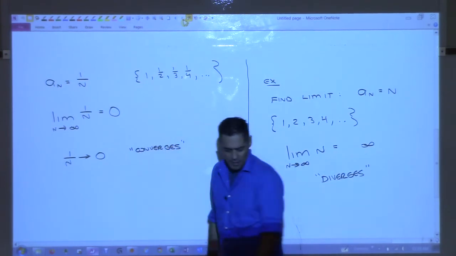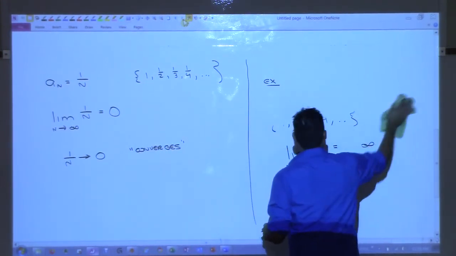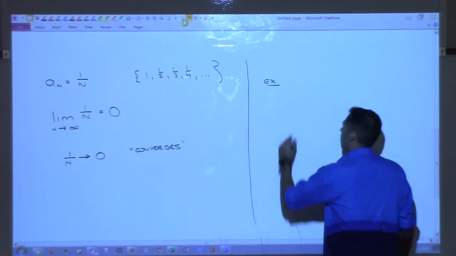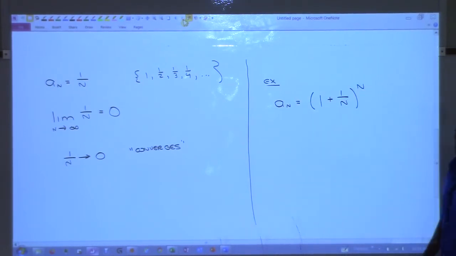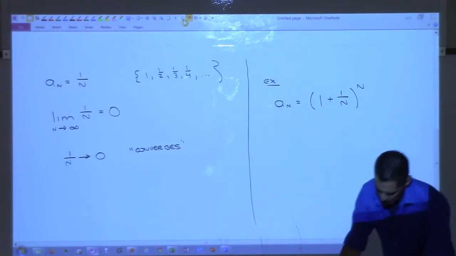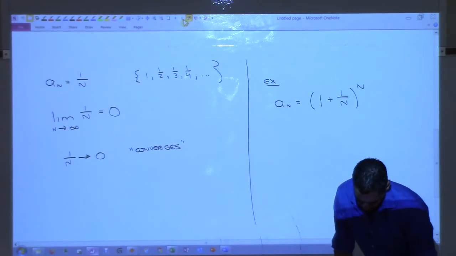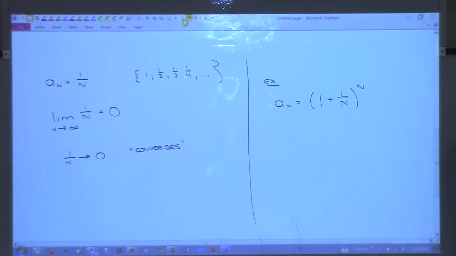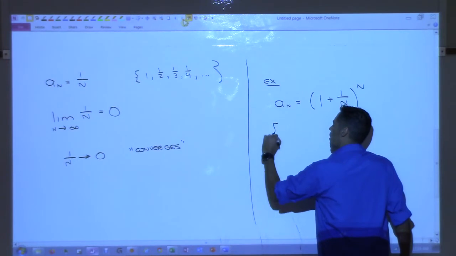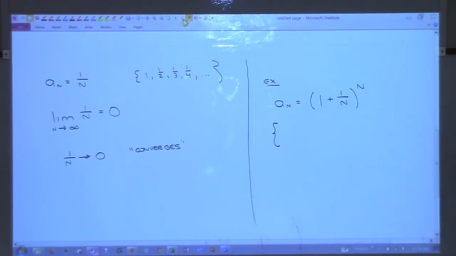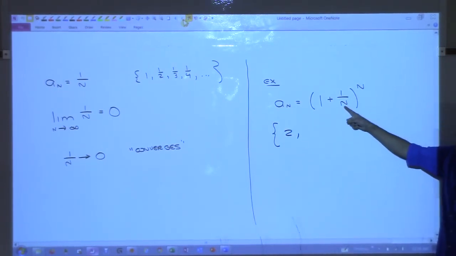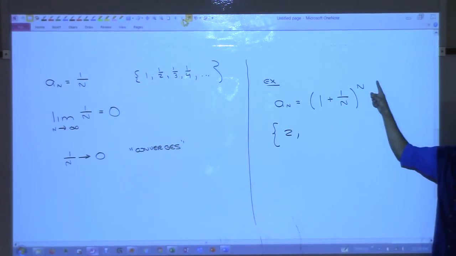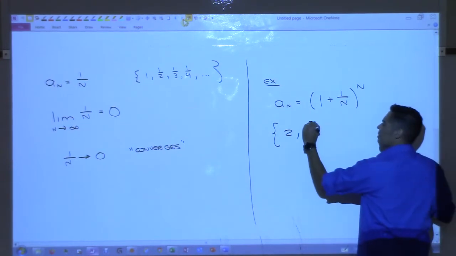All right, so let's try something a little bit harder. How about this sequence? A sub n equals (1 plus 1 over n) to the n. Ooh, okay. So let's see what's happening. This one's not as obvious. Maybe we should write out the first few. What would we get if we plugged 1 in there? We get 2. What happens if we plug 2 in there? We get 1/2 plus 1, which is 3/2, but squared. 9/4. That's 3/2 squared.